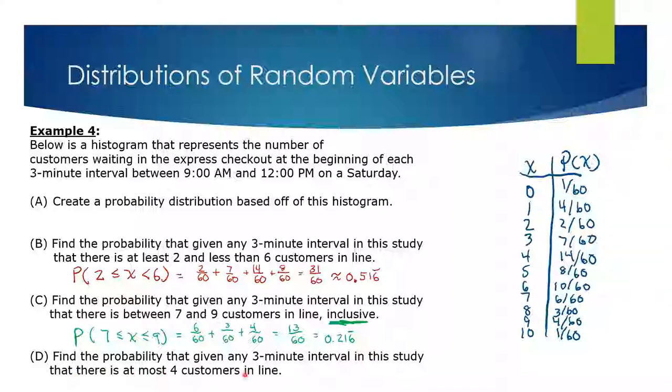And then find the probability that given any 3-minute interval in the study, there are at most 4 customers. Now, at most 4 customers means 4 or less. So I want the probability of being 4 or less. I'm going to go from 4 down to 0 and add these probabilities together. And I get 0.46 repeating. So those are your probabilities for each one of these questions, which gives you an idea of how many people tend to be in line most often in these express lanes at this time on a Saturday. You might have to decide whether they need more cashiers or whatever the case might be.